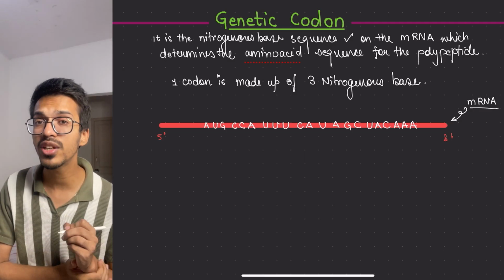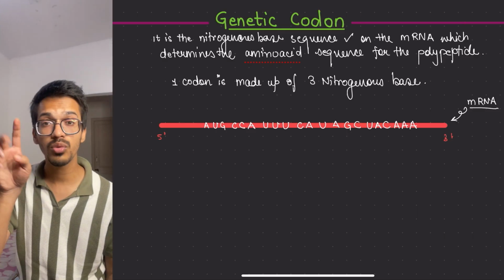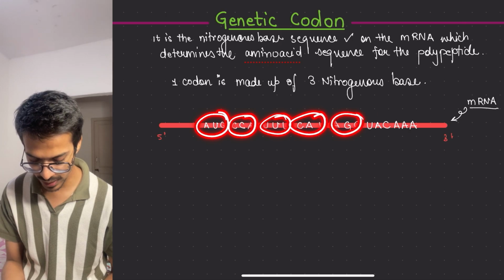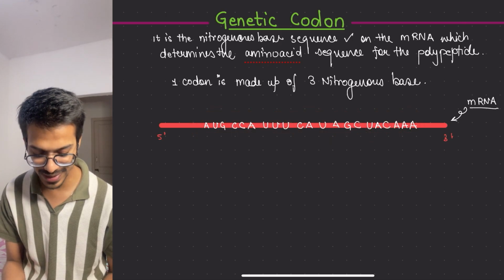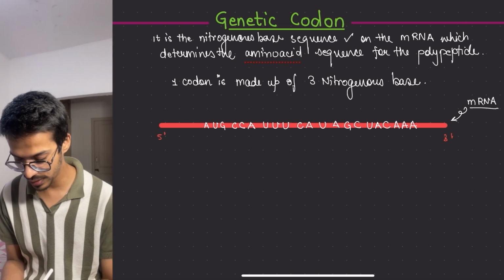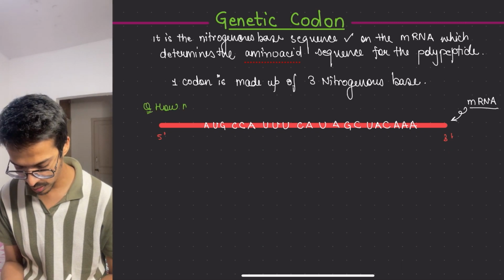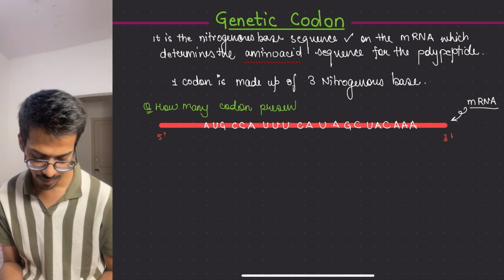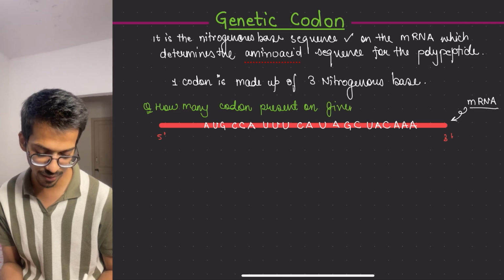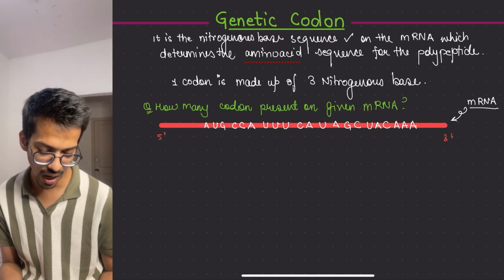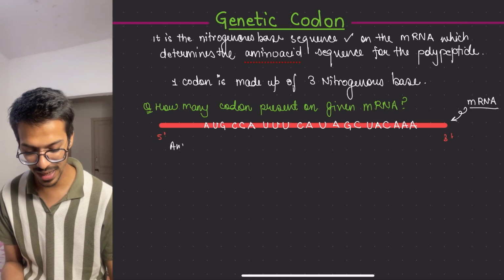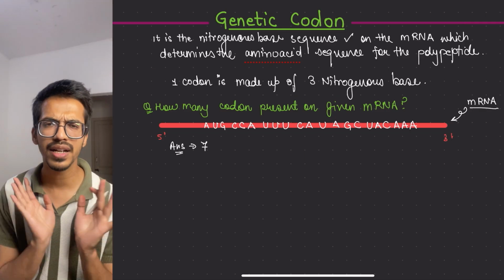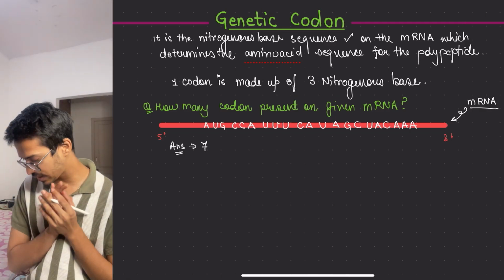Now, if I ask how many codons are present on it, one codon is equal to 3 nitrogenous bases. So there will be 1, 2, 3, 4, 5, 6, 7. 7 such codons are present on it. So my question was, how many codons are present on the given mRNA? We have calculated it, and the answer is 7. Okay, we understood what a codon is and the basic thing.